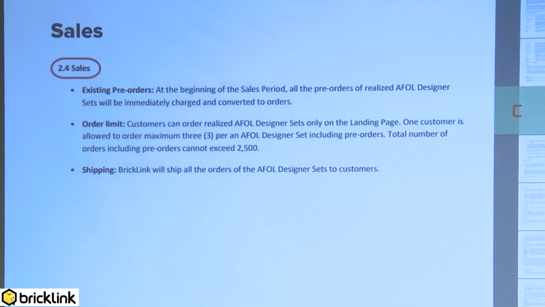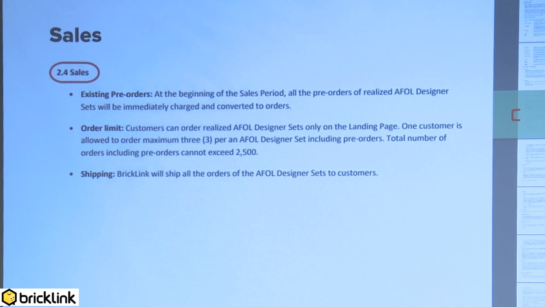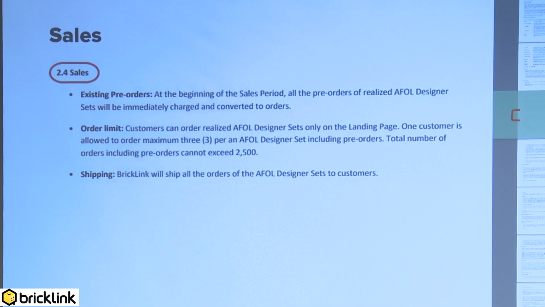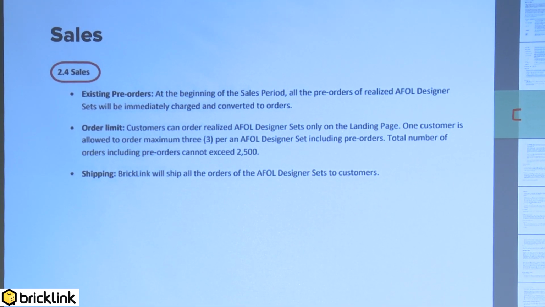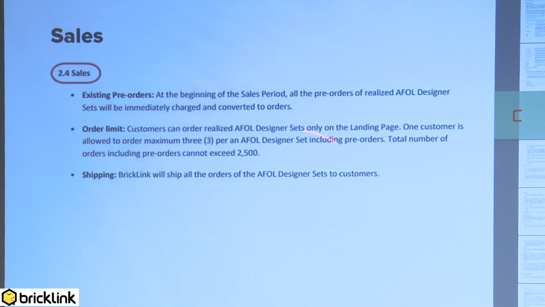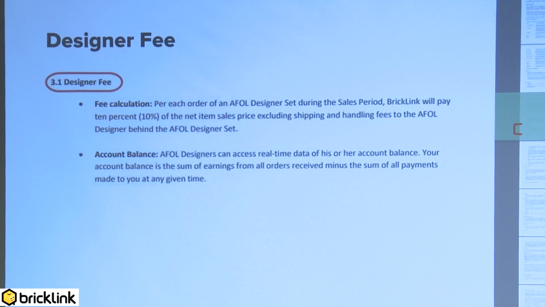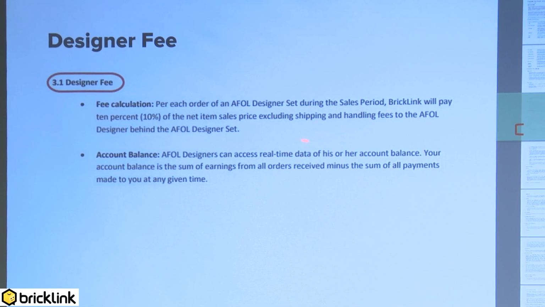The next section over here is sales, and this is the same thing, except the sales period, of course, comes after the crowdfunding period. The big thing here is a limit of 2,500 total things, and of course, you could have 2,500 in the crowdfunding period. That would be great, but these are the limits for this. And then here at the end, we have the designer fee, which, as Marvin has pointed out, is 10%.